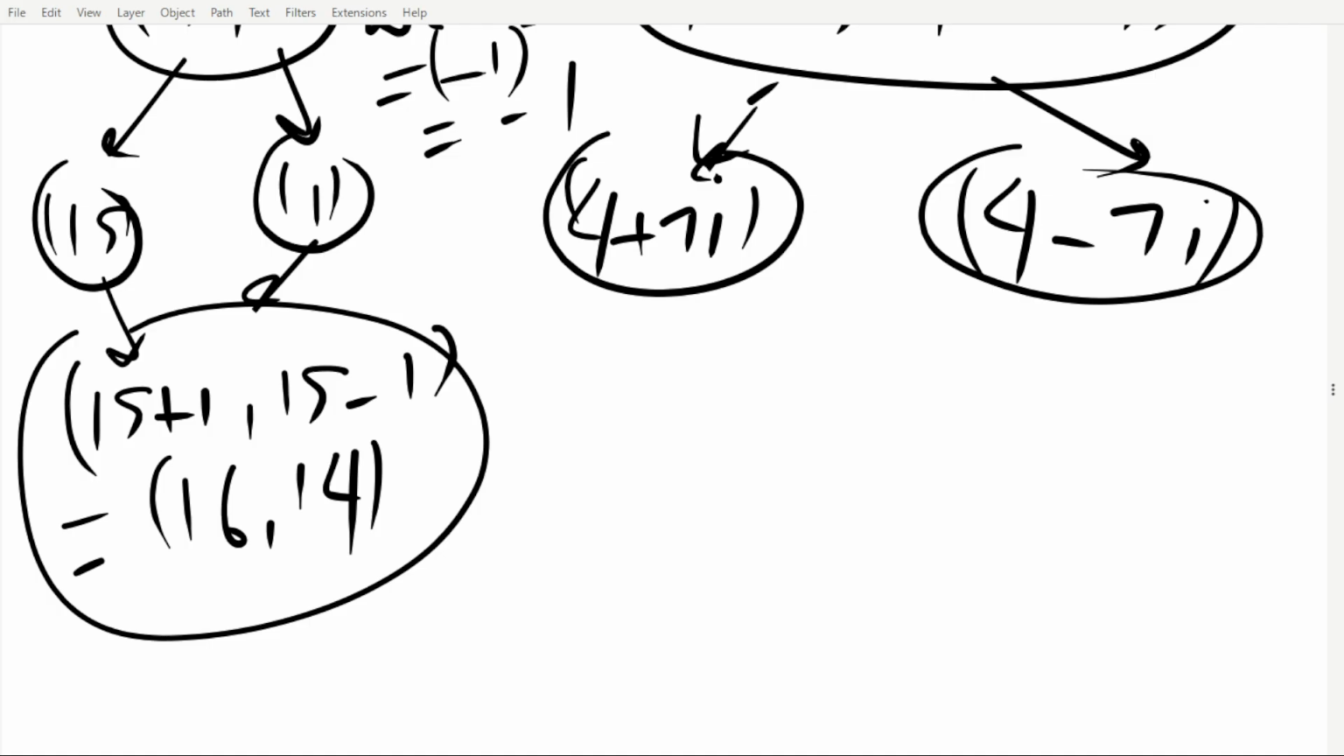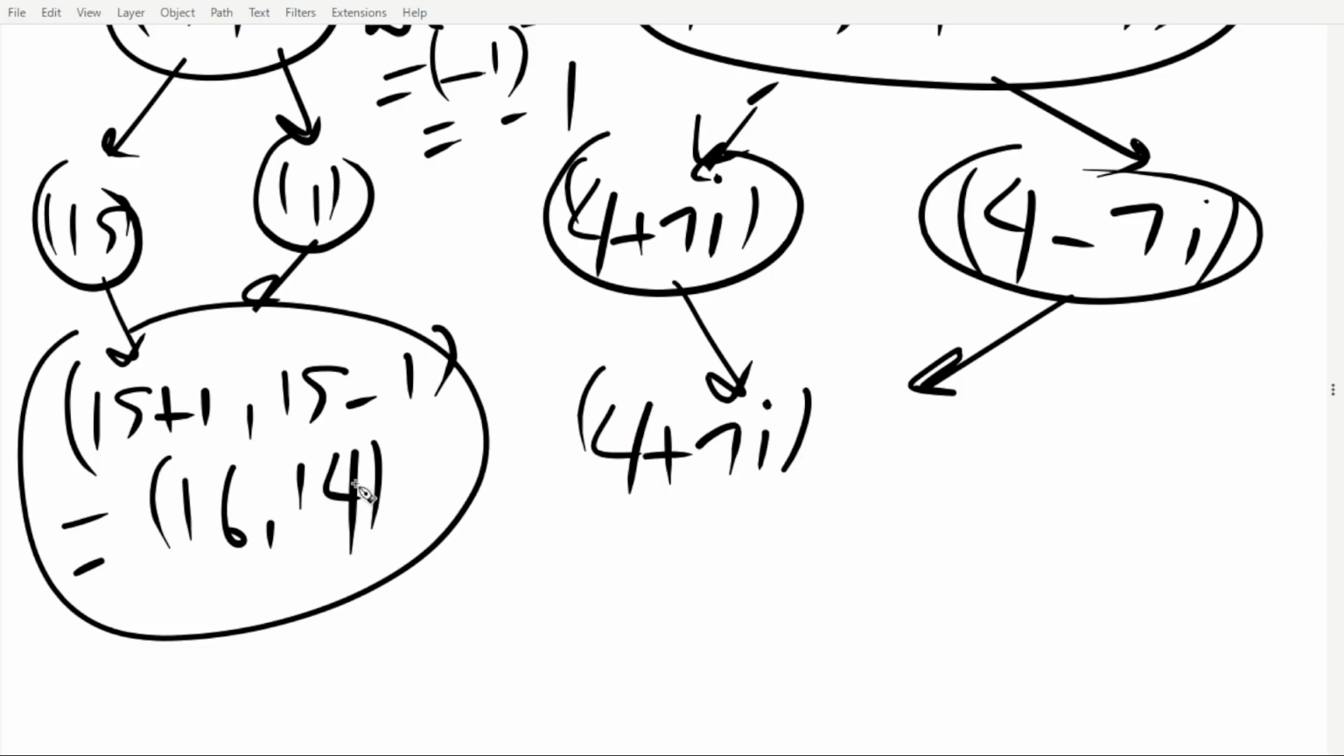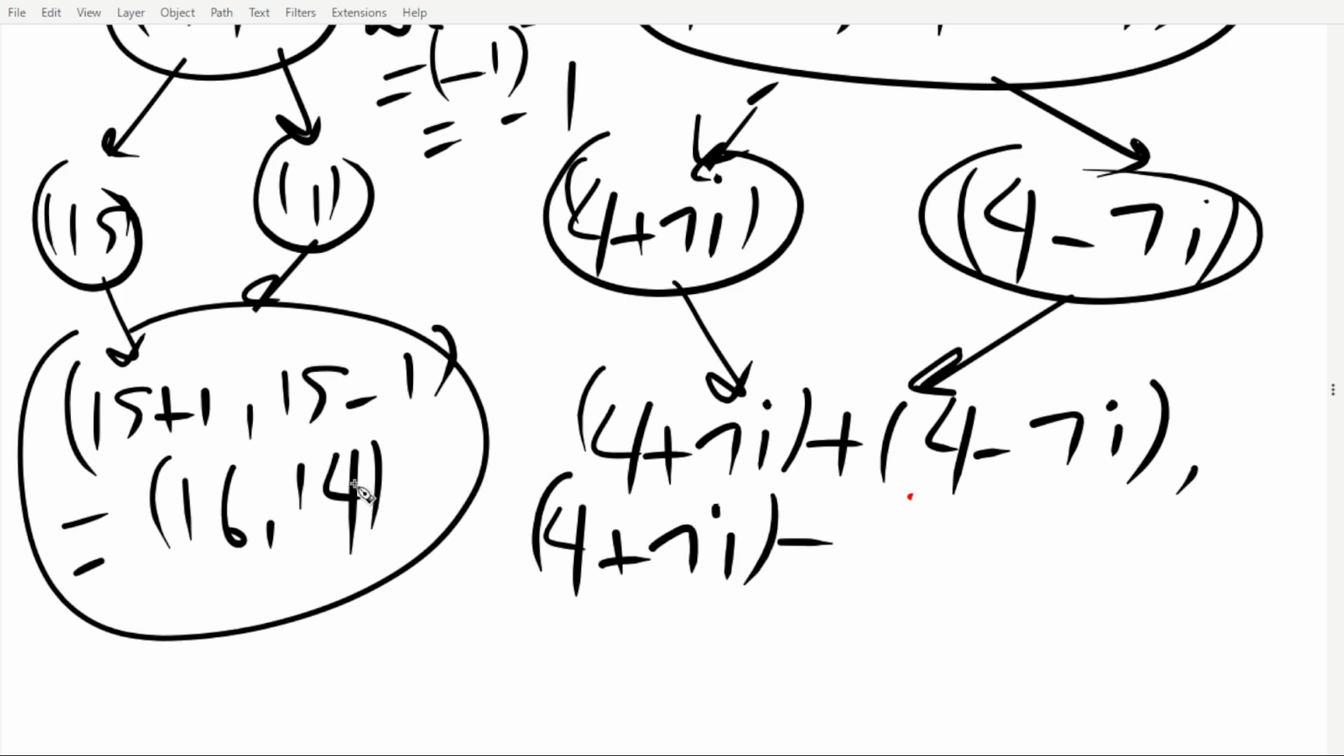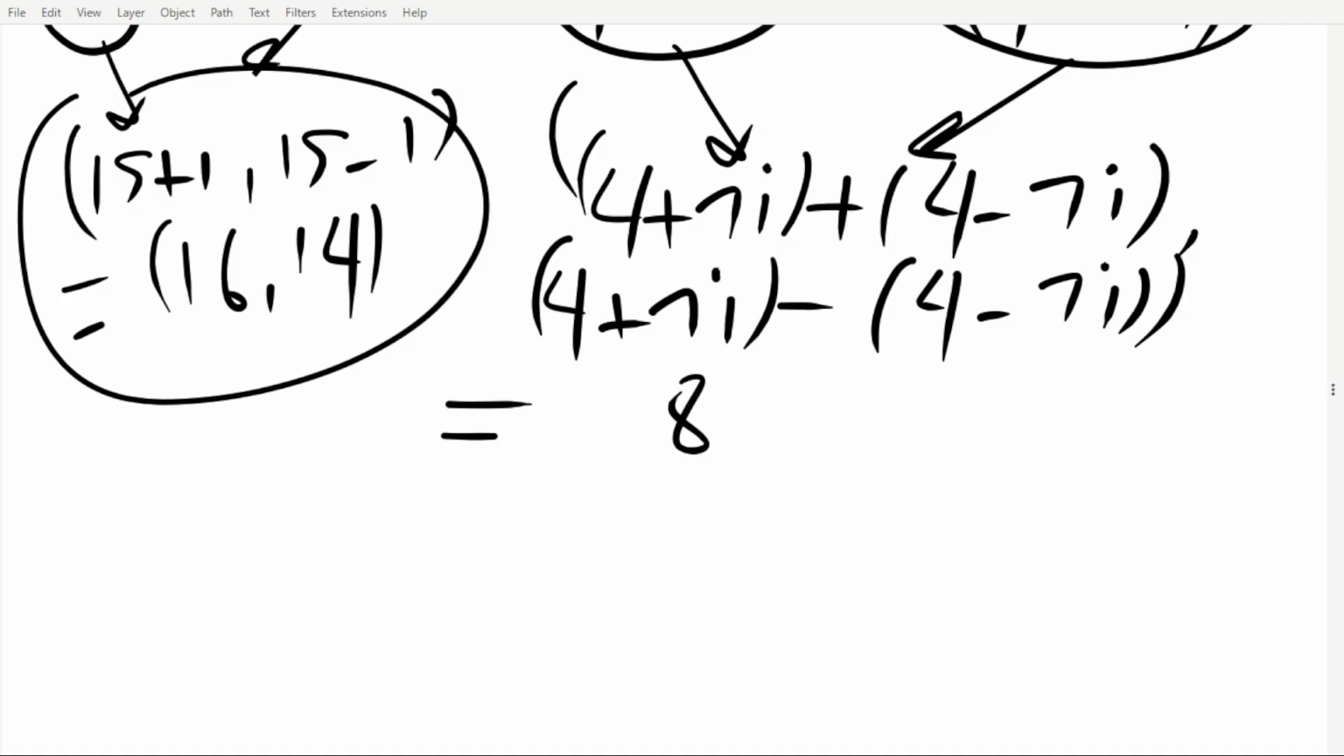Similar computation here. How do we combine? First add, then subtract. So first we have to add 4 plus 7i plus 4 minus 7i. Second component, subtract 4 plus 7i minus 4 minus 7i. Compute this as 8 and 14i.